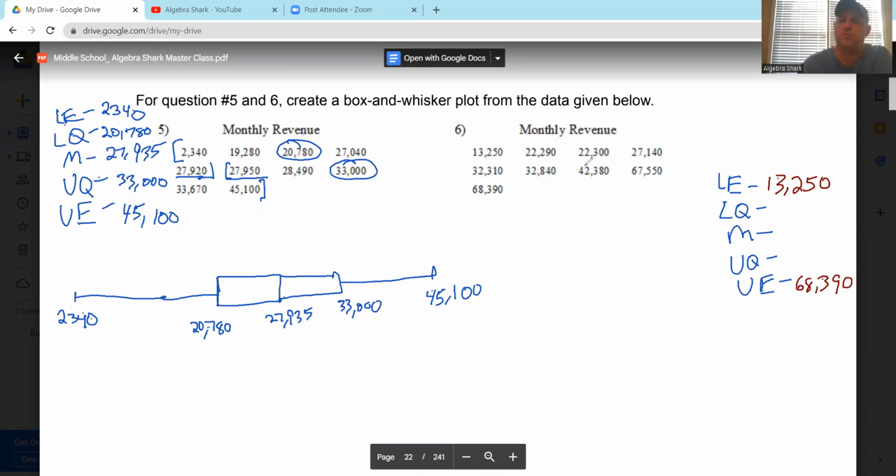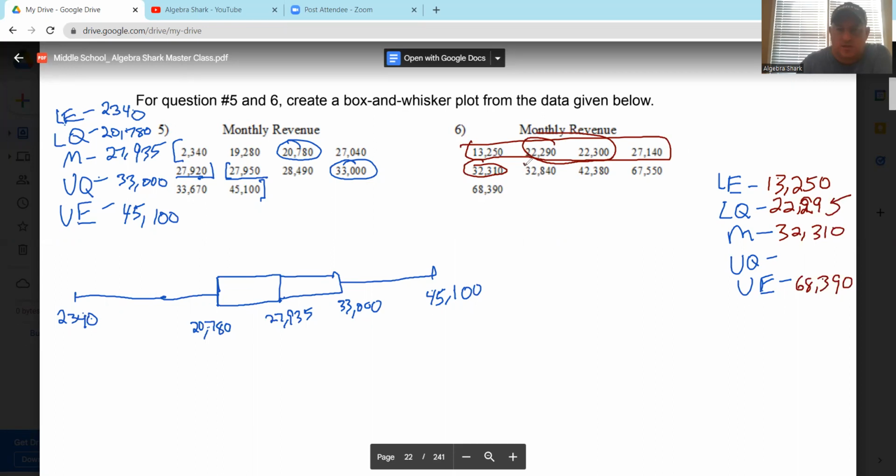We have 3, 5, 7, 9. So we have 9 numbers. So our middle number is going to be the fifth one, which would be right here, 32,310. All right. So the lower quartile is going to be the middle of the lower half. And it looks like we're going to have 2 of them. So 22,290 and 22,300. Well, what would be in the middle of that? That would be 22,295.